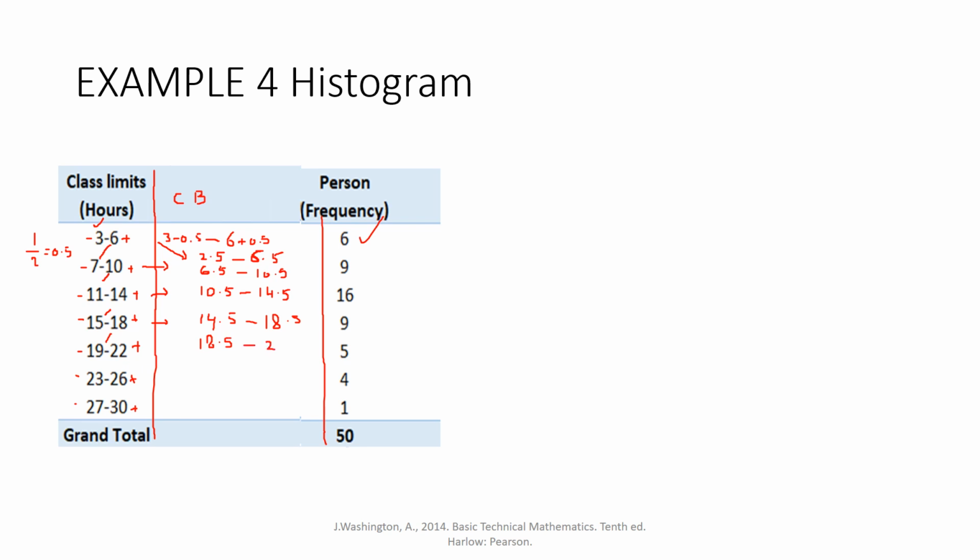This will be 22.5, then 22.5 and 26.5, here 26.5 and 30.5. We call them class boundaries.